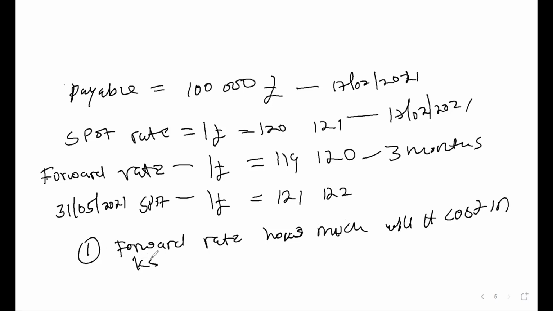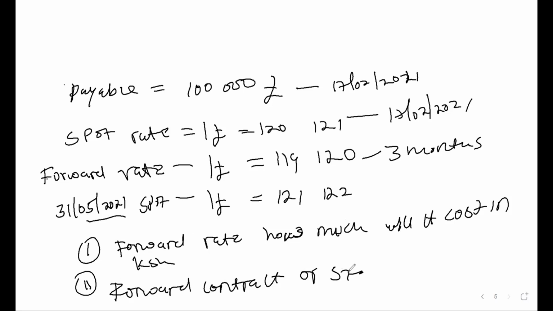How much will it cost in Kenya shillings? Then the second question: if this is a spot rate, if you speculate or do some computations and realize this will be the spot rate on that 31st of May, would you prefer to go for a forward contract, or stay unhedged? Those are the two questions I have for this example.